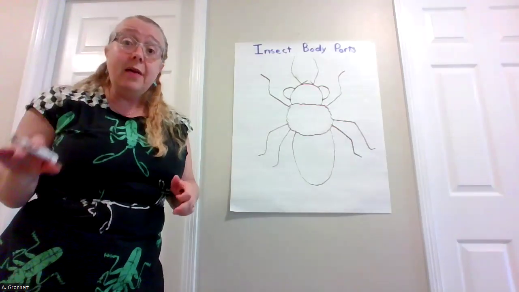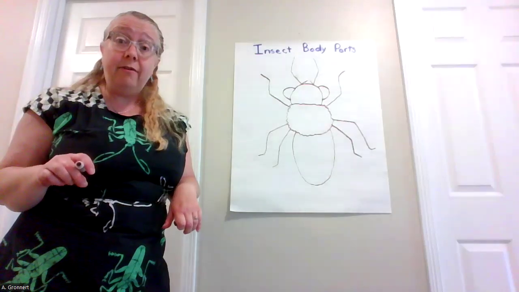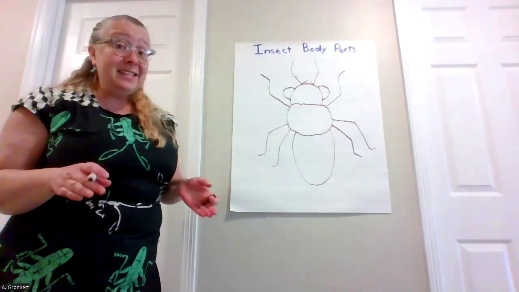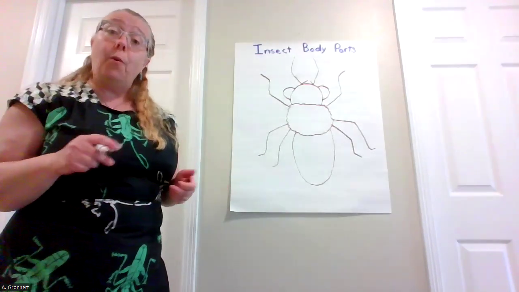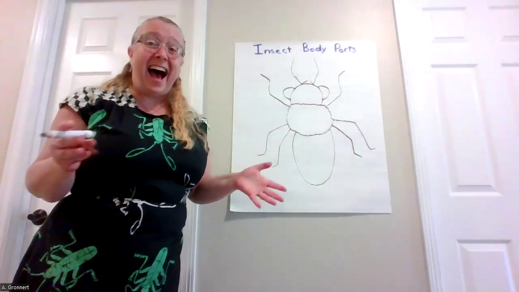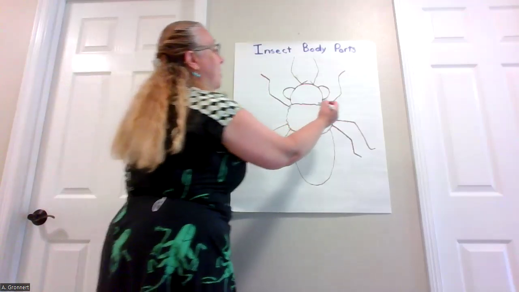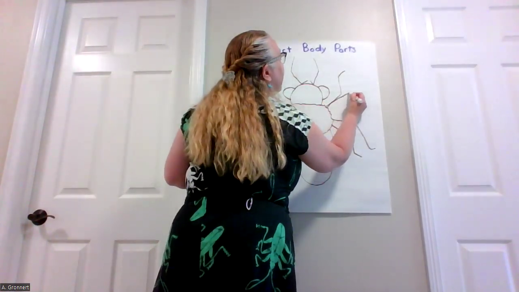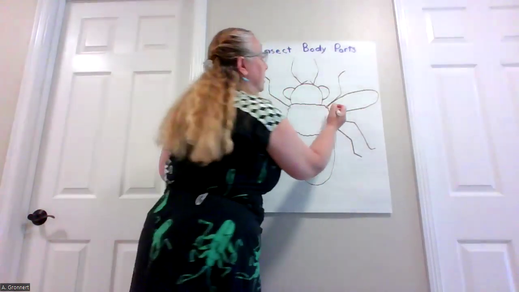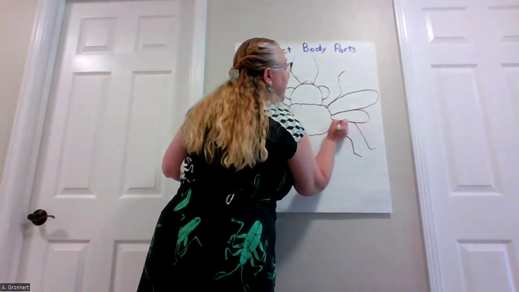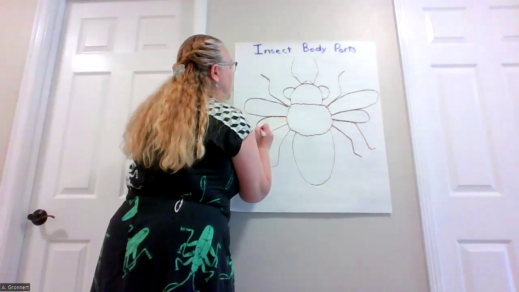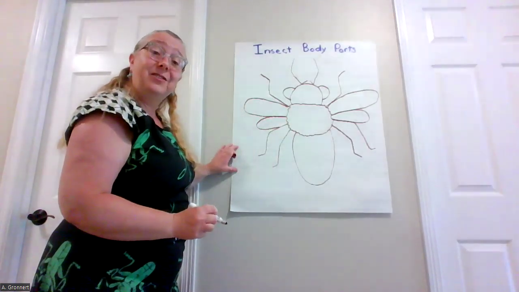Now, another feature most insects have are wings. Isn't that cool? Most insects have wings. There are a few that don't, but most of them do. And did you know that they have 4 wings? Yeah, it's totally awesome. So let's go ahead and draw that now. Here we go. I'm going to draw my insect wings. There's one wing, and 2 wings on that side, and 1 wing and 2 wings on the other side.